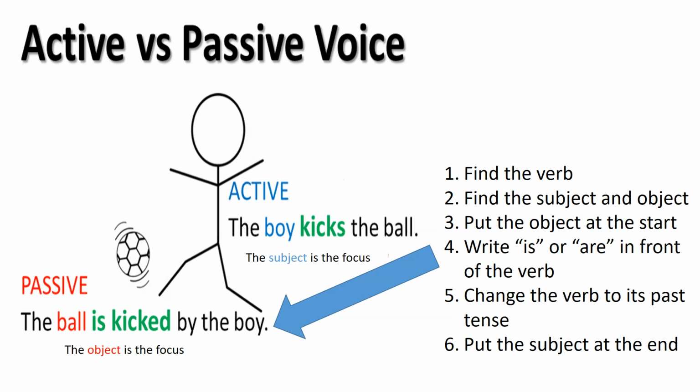Then we write the object at the start of the sentence. We write the verb with is or are in front of it. The ball is. You change the verb to its past tense form, kicked. The ball is kicked. If you like, you can put the subject at the end. The ball is kicked by the boy. This is fairly easy with a little practice, and I've left a link in the description for you to have a go at some examples.